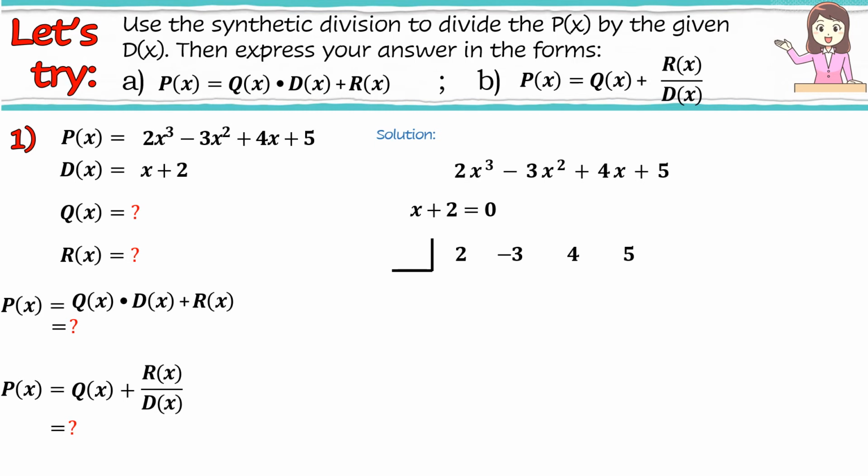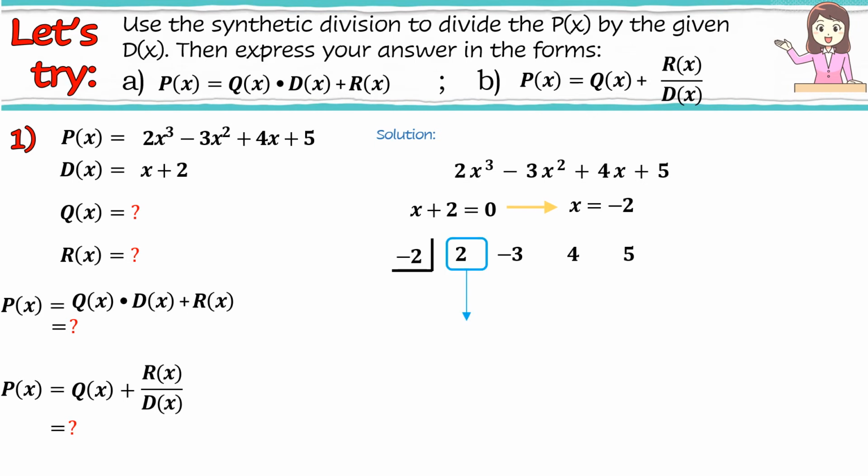So, yan yung isusulat natin sa labas. We have D of x natin ay x plus 2. We are going to equate that to 0. So, that will give us x plus 2 is equal to 0. And then, we will get the value of x. So, that becomes x is equal to negative 2. Yung negative 2, ang ilalagay natin dyan sa labas. Okay na?